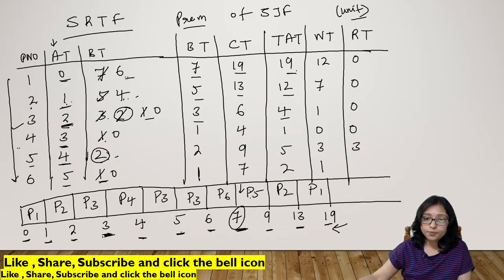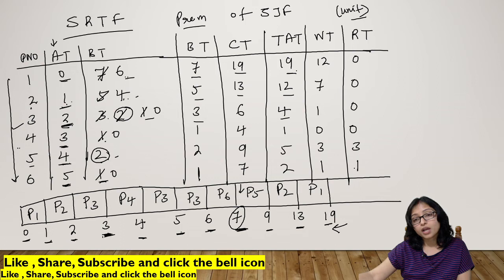And finally P6 gets the chance at 6 p.m. and it arrived at 5 p.m. So that's why the response time is 1. Now you can see the waiting time and response time are not the same. I hope it is more clear now.